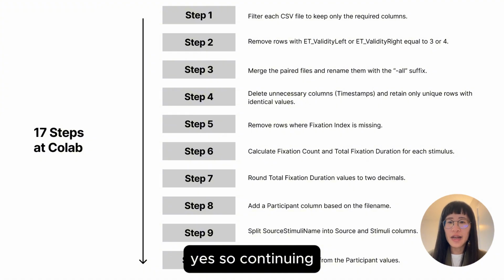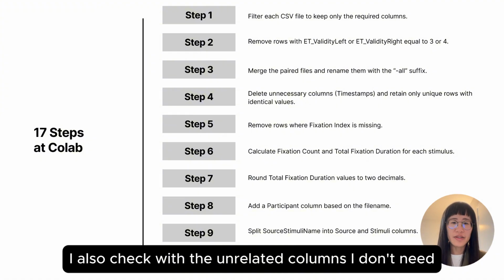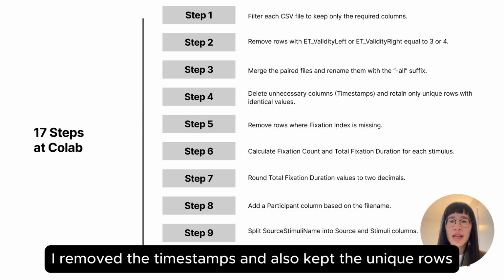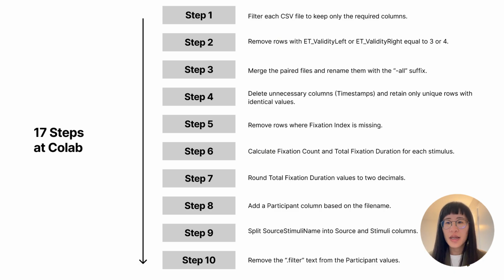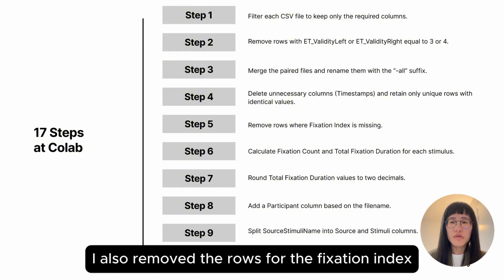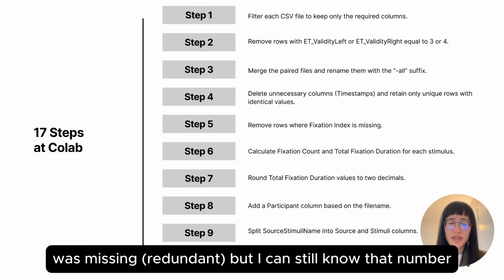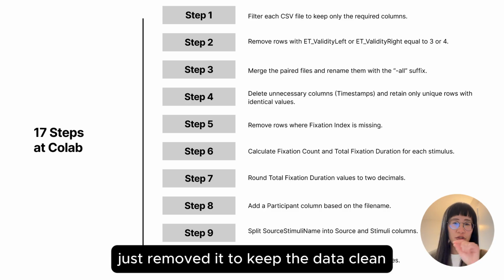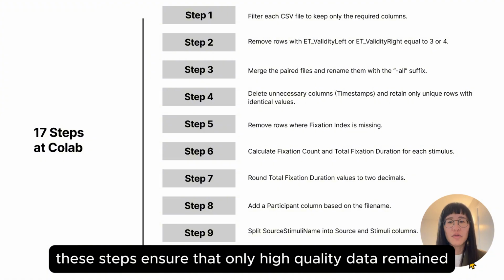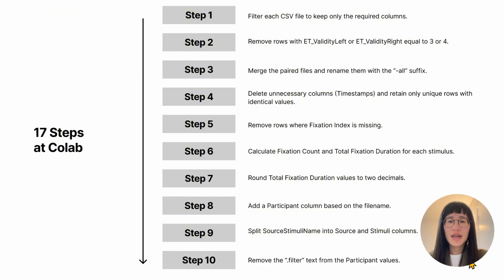Yes, so continuing, I also checked for unrelated columns I don't need. I removed the timestamps and also kept the unique rows. I also removed the rows where the fixation index was missing. I could still know that number, but I removed it to keep the data clean. These steps ensure that only high quality data remained.